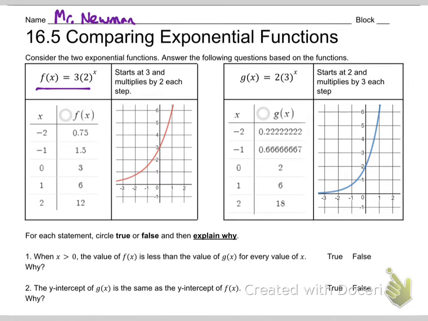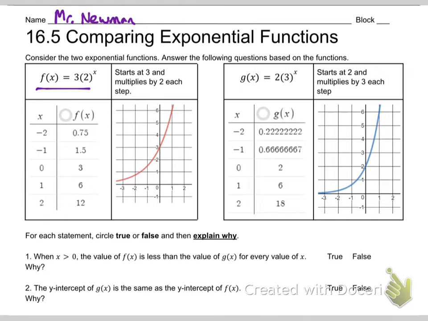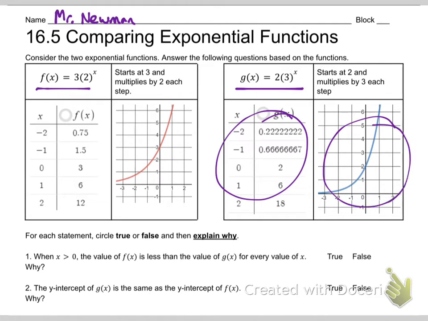So you see I've underlined the f of x on the left here. This is the table for f of x, the graph for f of x, and just a few words saying what's going on with f of x. And then on the right here, we've got g of x, and again, the table for g of x, the graph for g of x, and some words that describe what's going on with g of x.